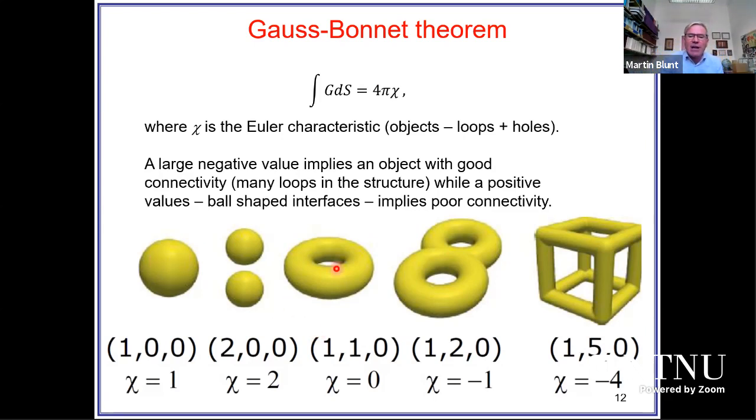So here is just some classic examples. This is the work of Anna Herring and colleagues, right? So this is objects 1, loops 0, holes 0. This is with 2 objects. This is a donut, which has 1 loop. It's not actually a hole. A hole actually would be something that's completely enclosed by the shape.